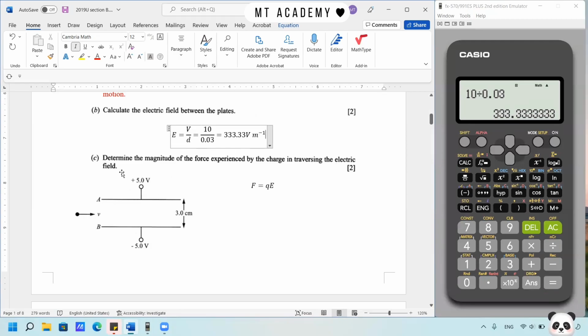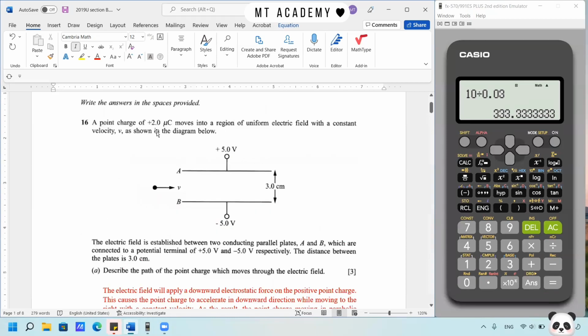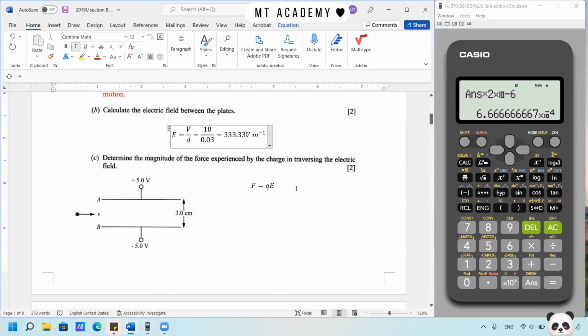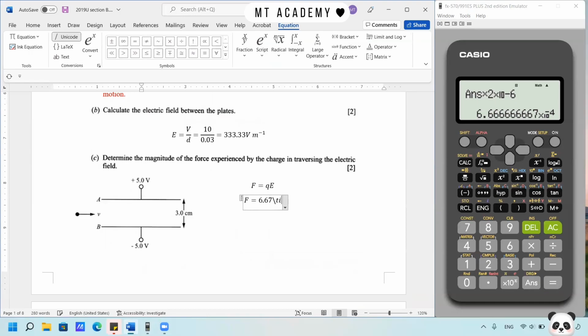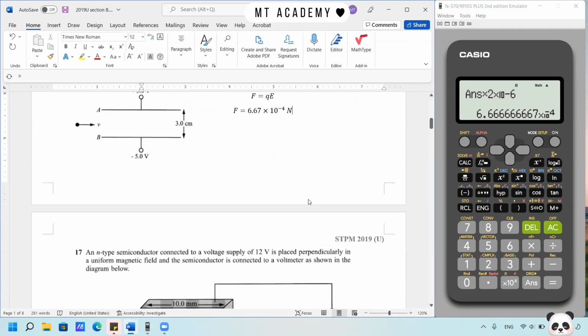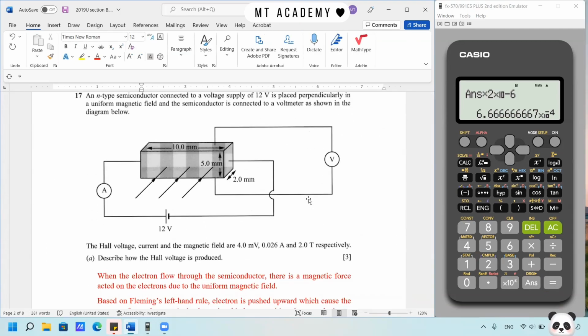Okay, so move to the next one. Determine the magnitude of the force experienced by the charge. We have the formula force is equal to QE, and the charge is positive 2 microcoulomb multiplied by E. So E multiplied by 2 micro, and you will get 6.67 times 10 to the power of negative 4 newton. Okay, so simple.